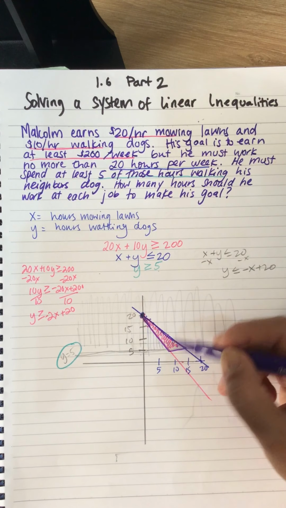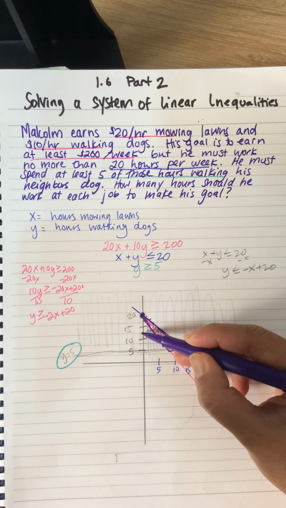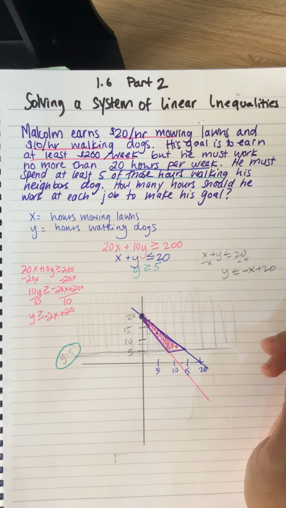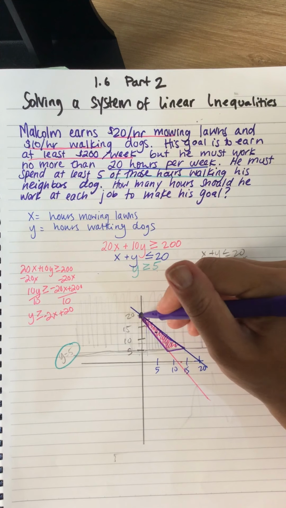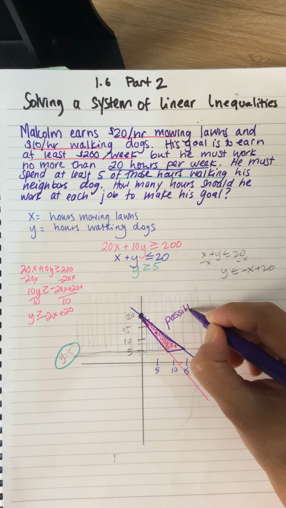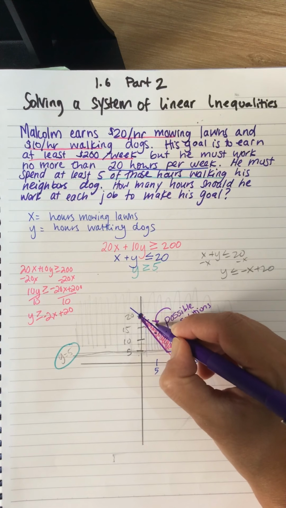So for example, if x was 5 and y was, I don't know, 12, it looks like it would be in here, and that's a possible solution. So any coordinate pair inside this shaded area is a possible solution. So possible solutions are in this box.